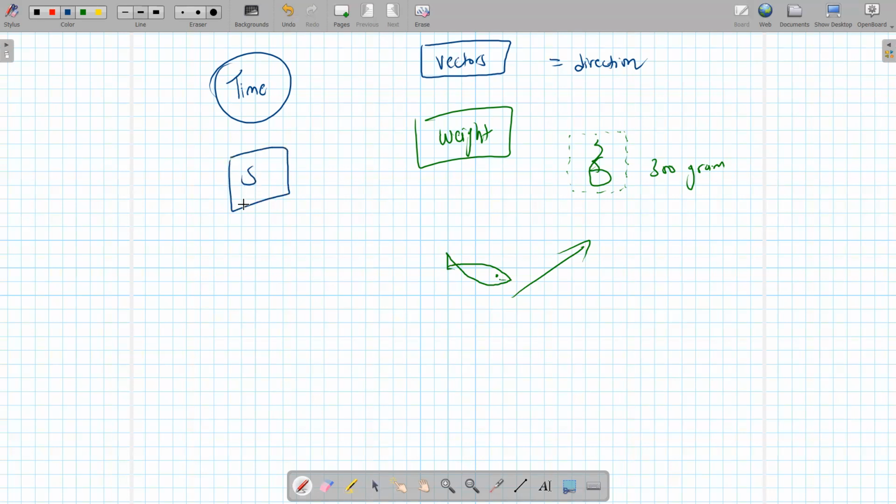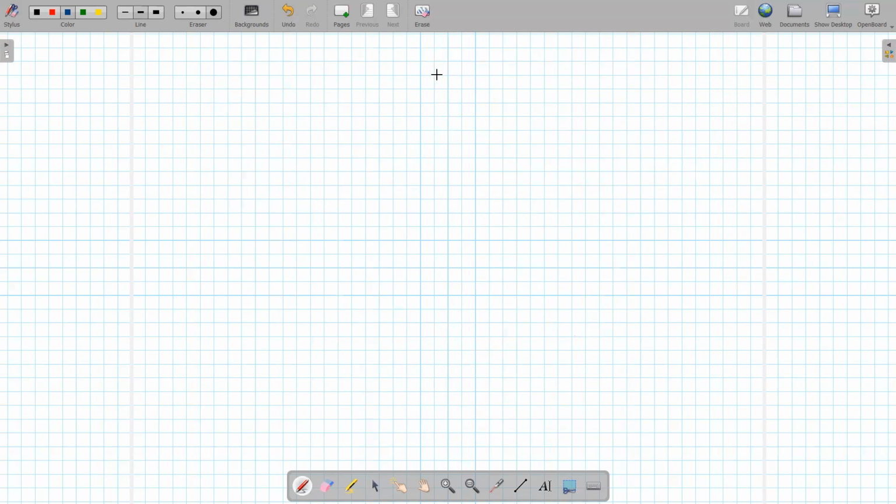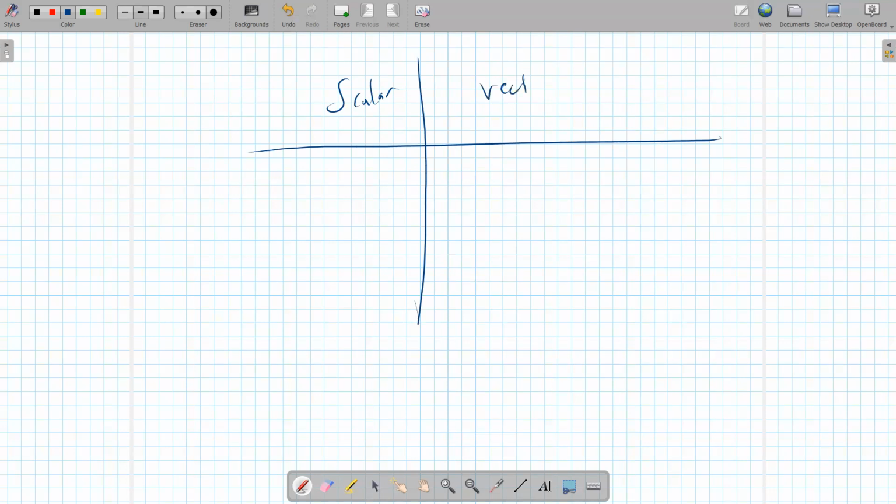Seconds, right? You say it's 3 seconds. Or something like here, maybe a better example. How long does it take you to go from this point to this point? Well, it takes 3 hours, right? That is not a direction constant. That's simply a scalar. Okay? Time doesn't have a direction. So, scalar is something that doesn't have a direction, whereas a vector is something that does.